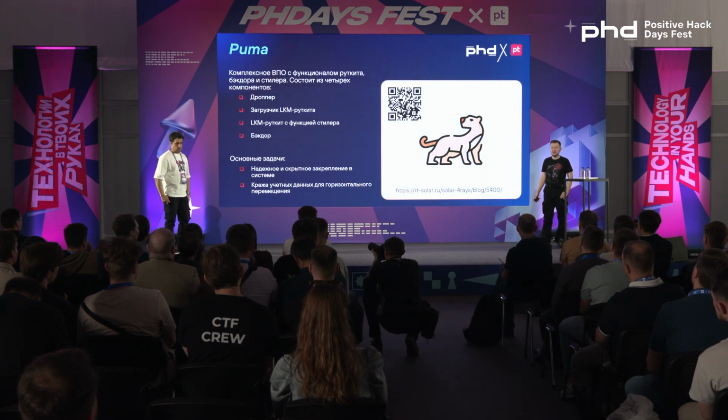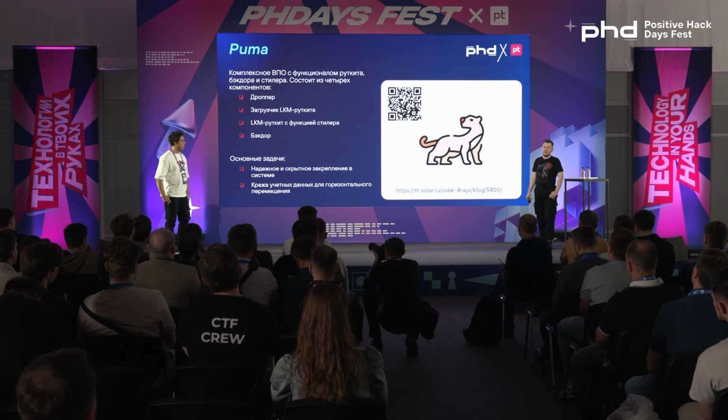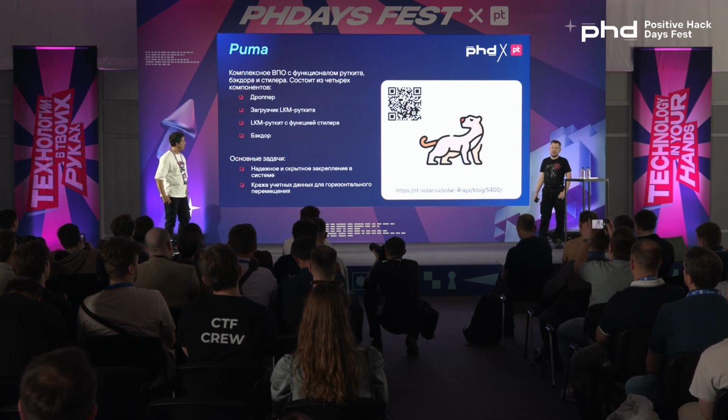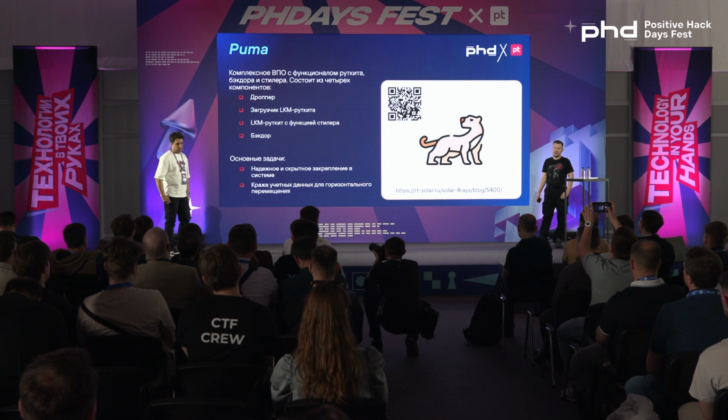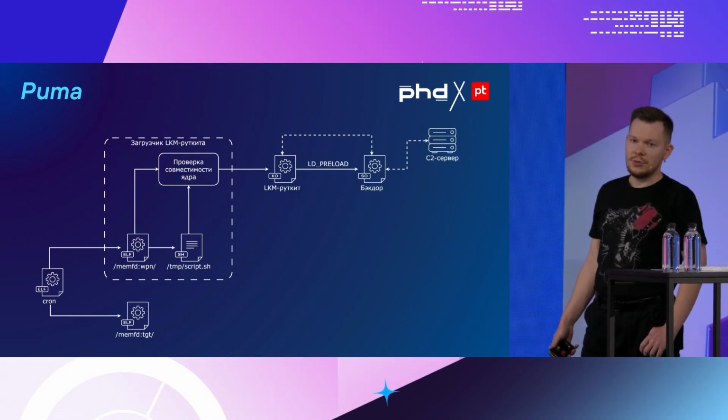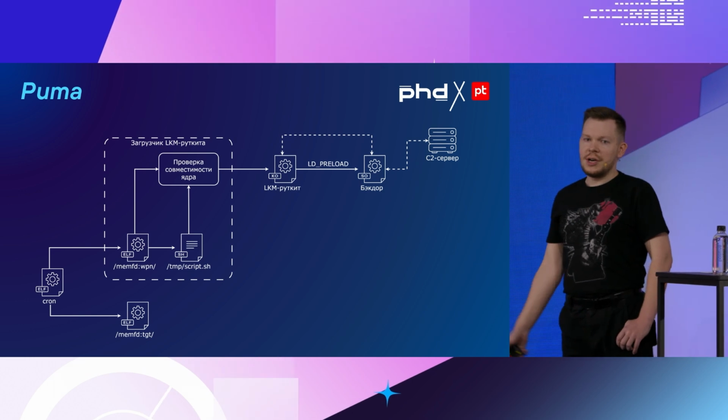Puma is a complex malware that includes the functionality of a rootkit, of a backdoor, and a stealer at the same time. The key goal of Puma is to be stealthy in the system, to steal data, and to move laterally between objects in the system. Puma has 4 components: first, the dropper, the uploader, the core modules, that is the rootkit itself, and the backdoor. Then we will consider the interaction of these components and the way they start each other.